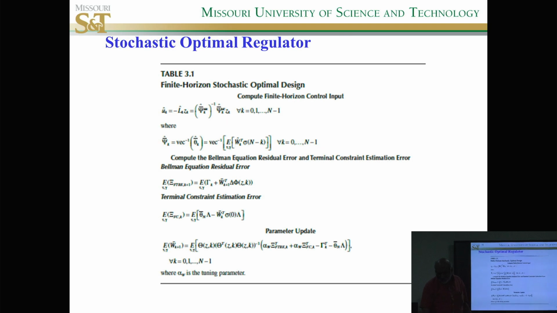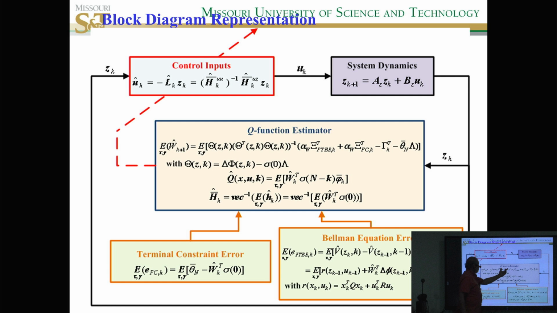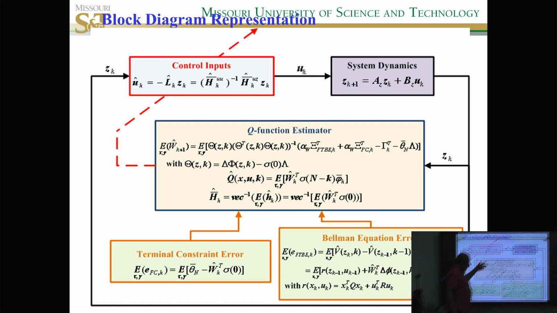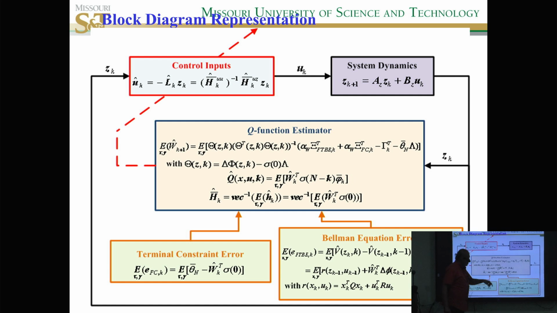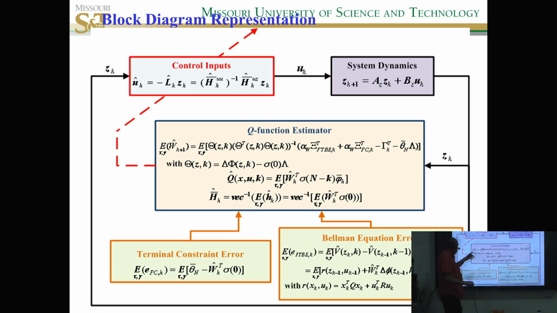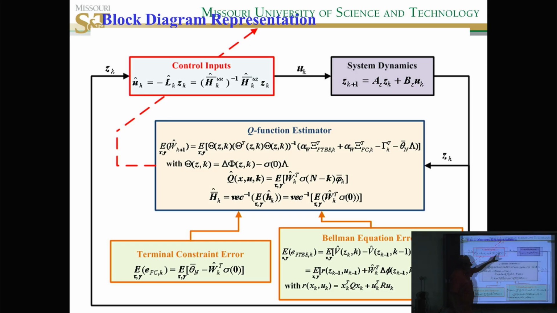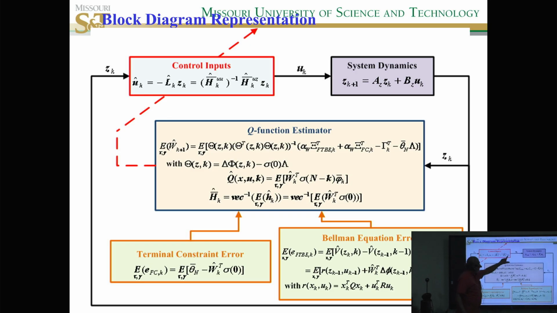Here is a table that basically gives you the stochastic optimal regulator. Here is the controller. So you can see in there, this is the Q function estimator. It has two errors, Bellman as well as the terminal constraint error. So you see the Bellman equation error, the terminal constraint error, that's going in. You're constructing the matrix H, and from there you're unpacking it, and then you take the bottom row, the diagonal element inverse of that multiplied by the first element, and that gives you the Kalman gain, which is L hat K. That's your optimal policy. You apply that to the system. So here you don't need A and B.